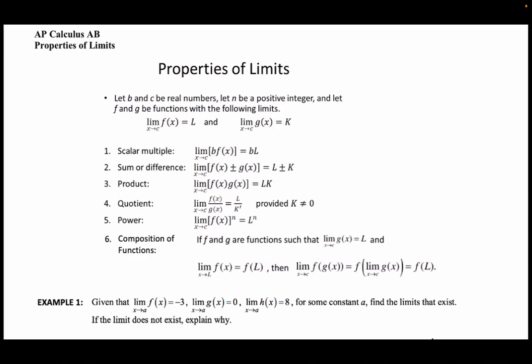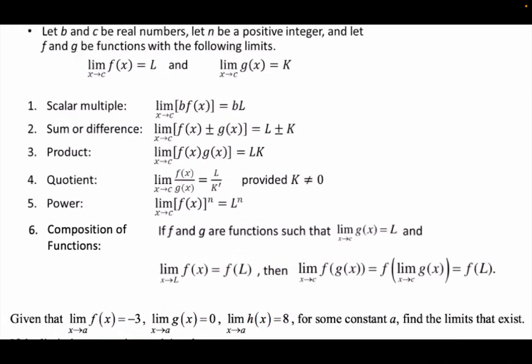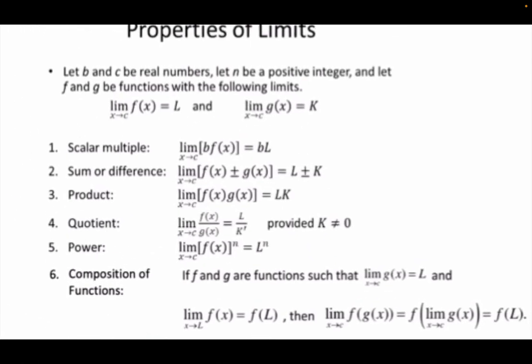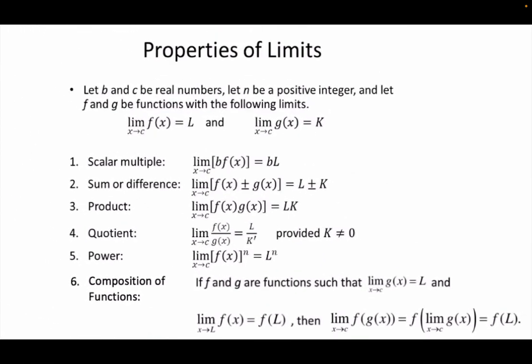So, properties. There are 6 properties. If we have 2 limits that approach the same exact number but are from different functions, and we get one limit for one and one limit for the other, right? Well, there are six properties we're going to talk about today.